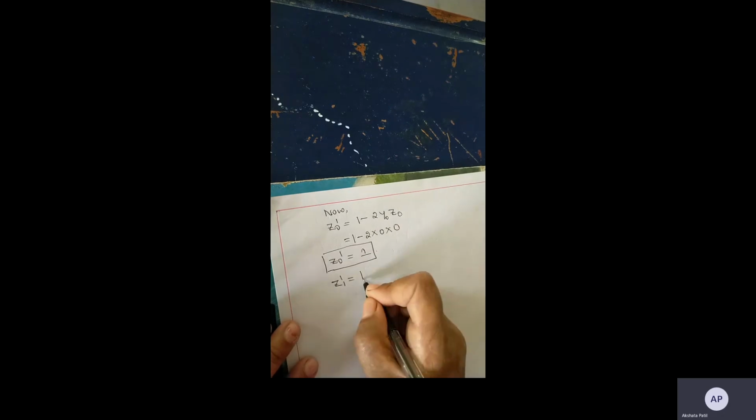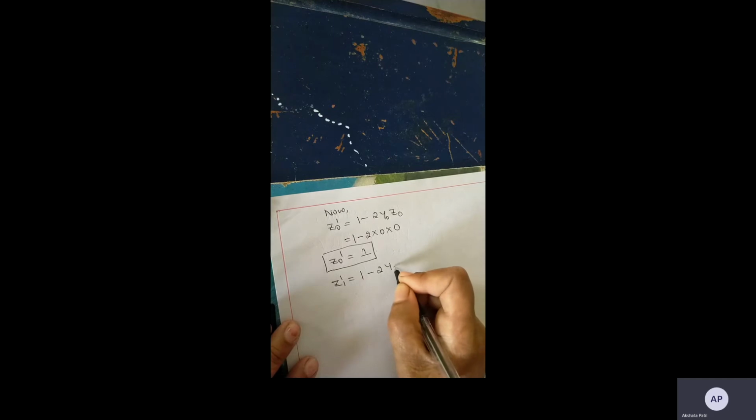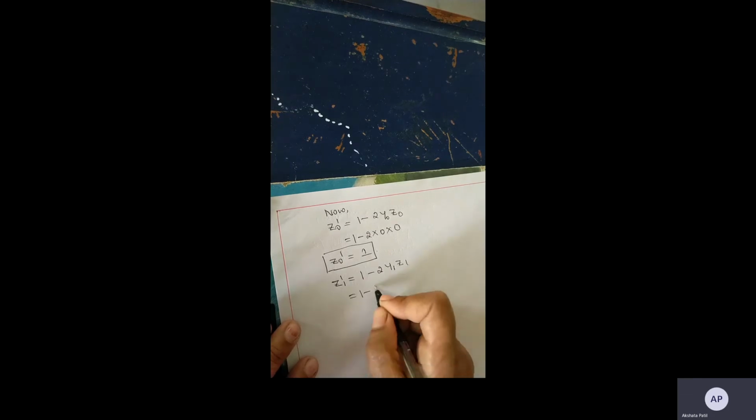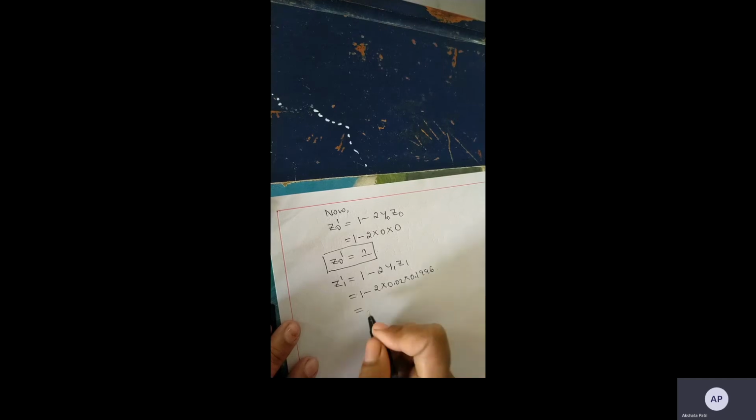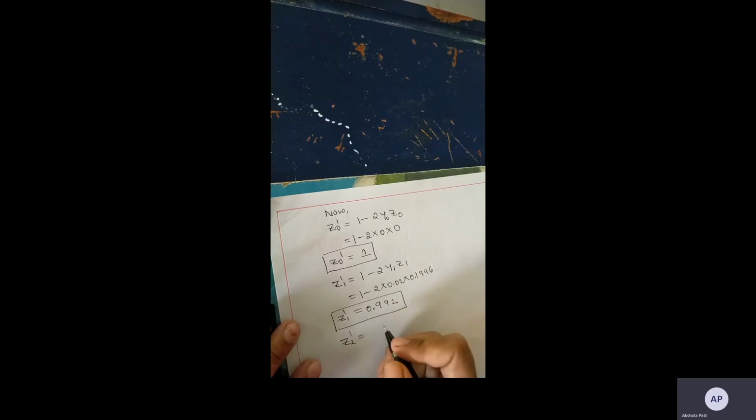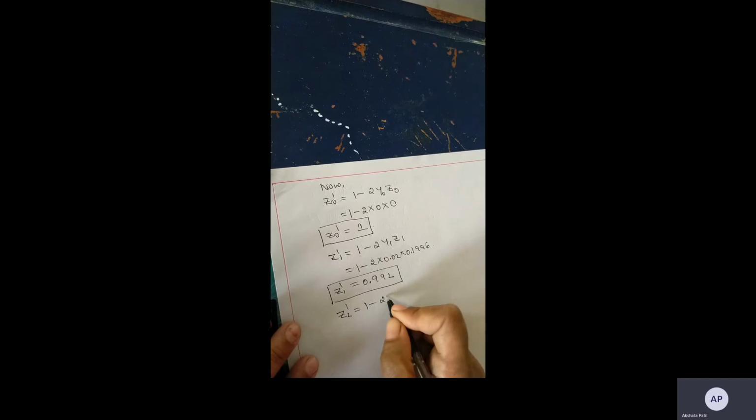So z1 dash equals 1 minus 2 into yz. Y is considered as y1, z is considered as z1. In the question they have given y1 value 0.02 and z1 they have given 0.1996. Now simplify this one, you will get z1 dash value. So that z1 dash equals 0.992.